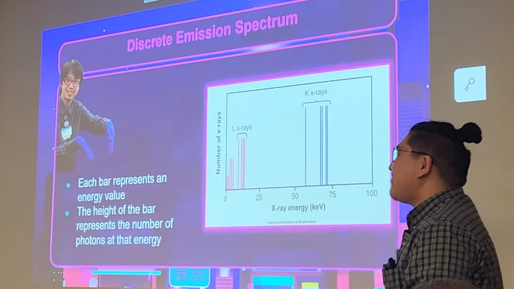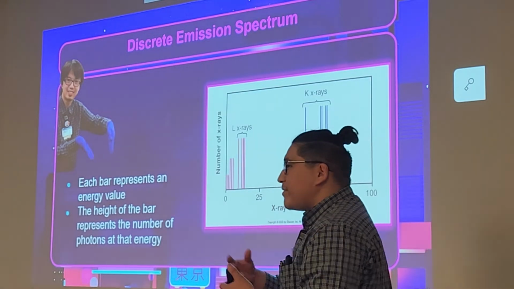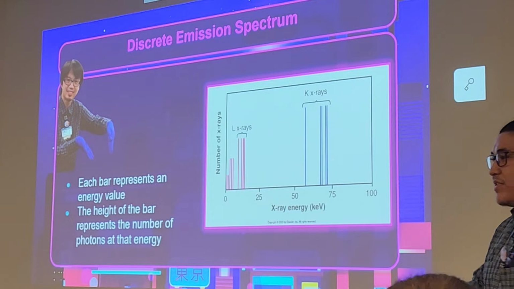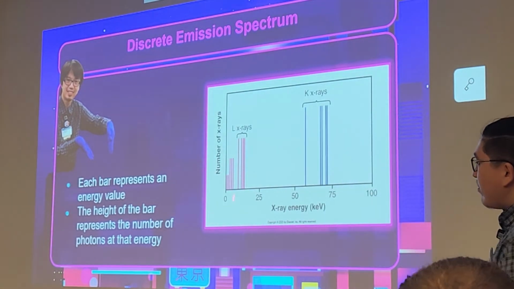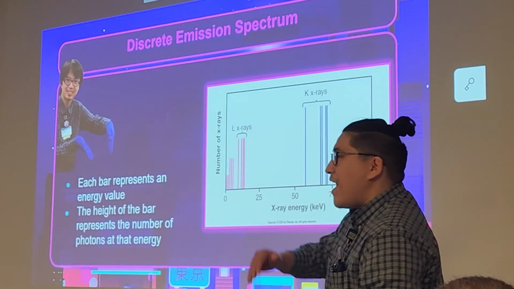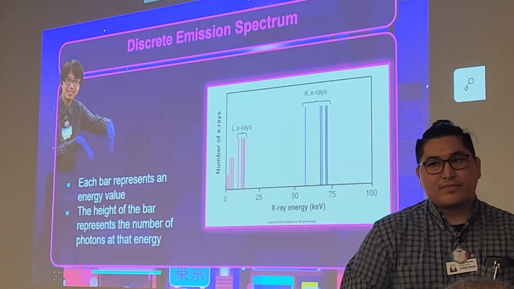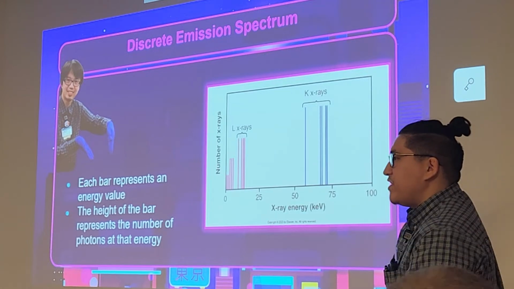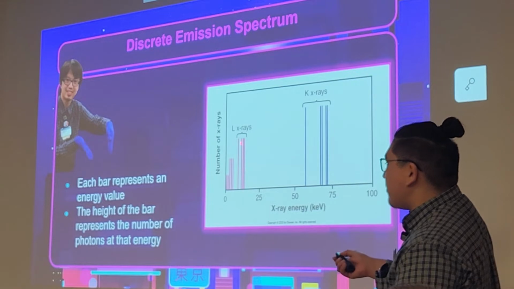So this is the discrete emission spectrum. Like we said, the characteristic interactions are set values, so they're discrete values. Each bar represents an energy value, and the height of the bar represents how many photons are at that energy value. So these are pretty solid. There's not much else to it. It's just how much energy it has and how many photons are there.